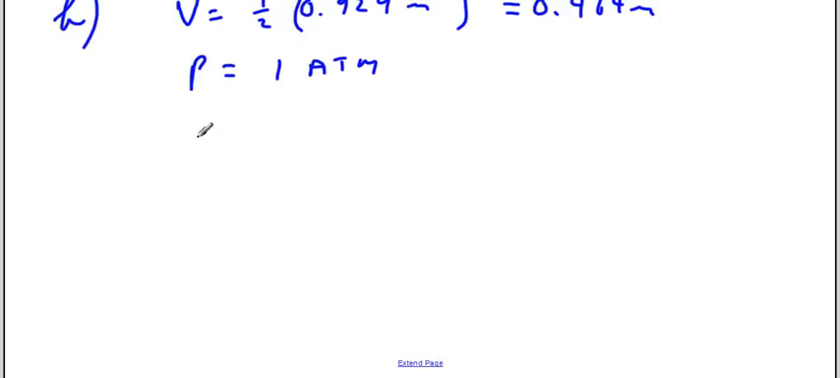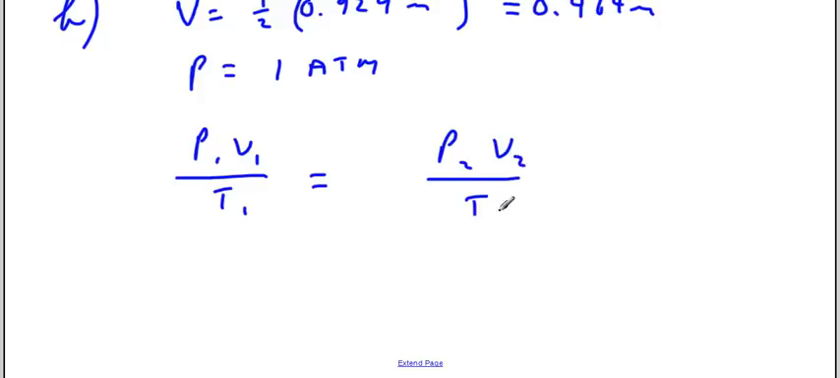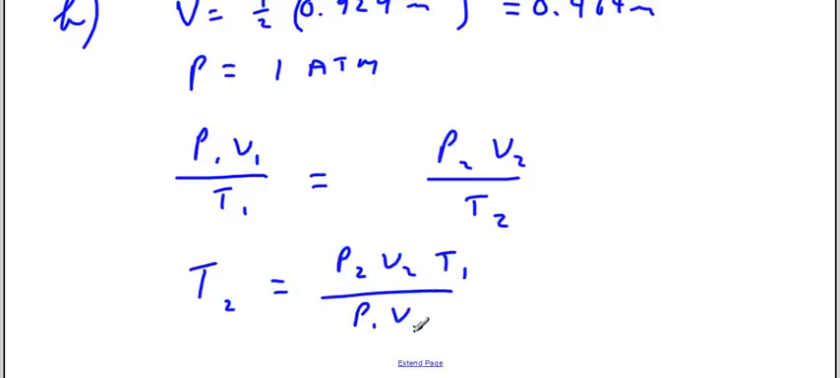Now I'm going to use P1V1 over T1 is P2V2 over T2, because the number of moles didn't change. And I'm going to end up with temperature 2. So I do some cross multiplication: T2 equals P2V2 T1 divided by P1V1. What am I doing?